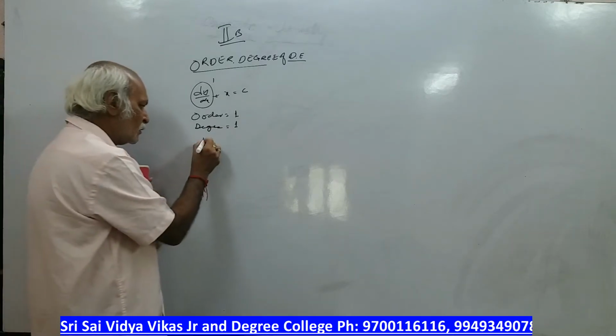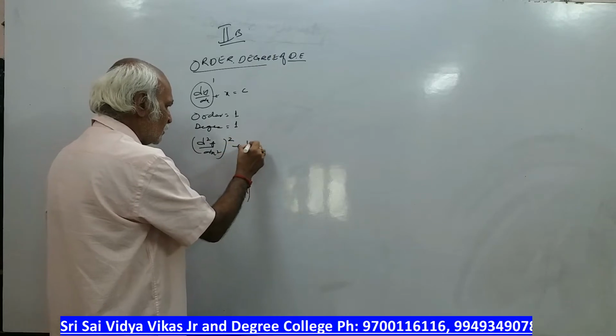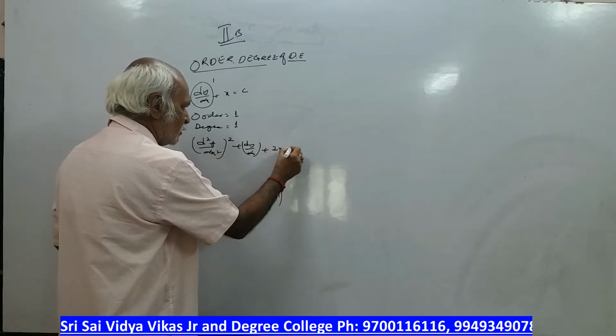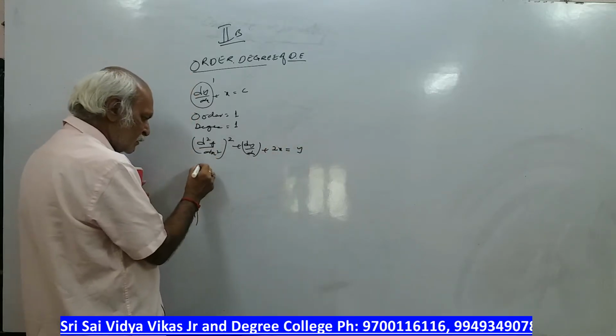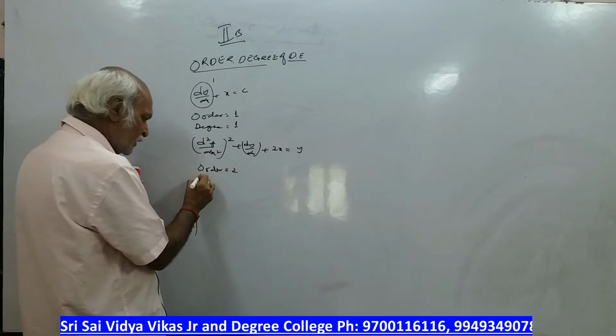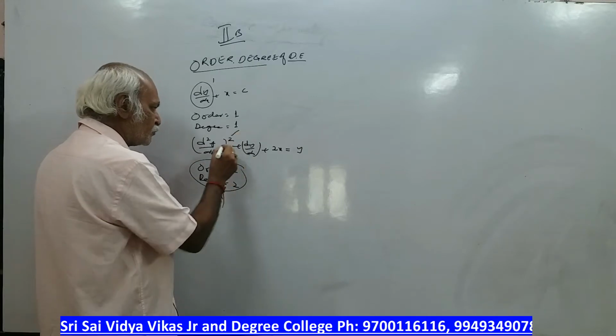For example, here what is the order? 2, sir, because it is d square y by dx square. What is the degree? It is also 2. Order is 2, degree is 2.